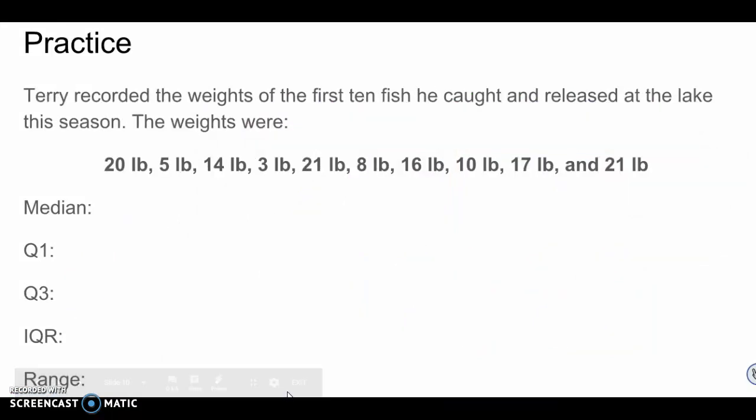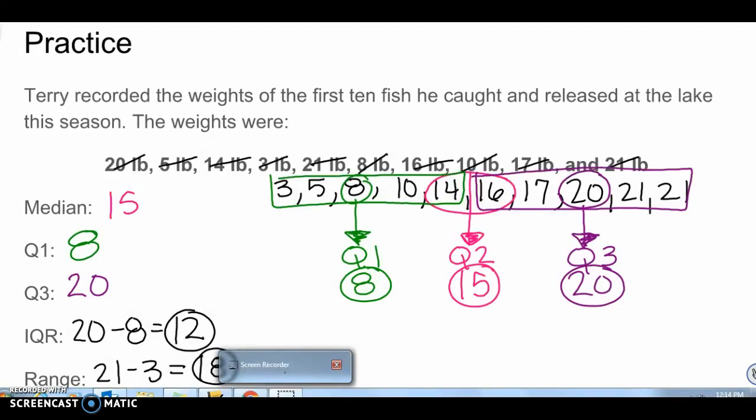Pause the video and answer this practice question on your own. All right, you should have gotten a median of 15. Q1 is 8. Q3, 20. Your interquartile range should be 12, and your range should be 18.